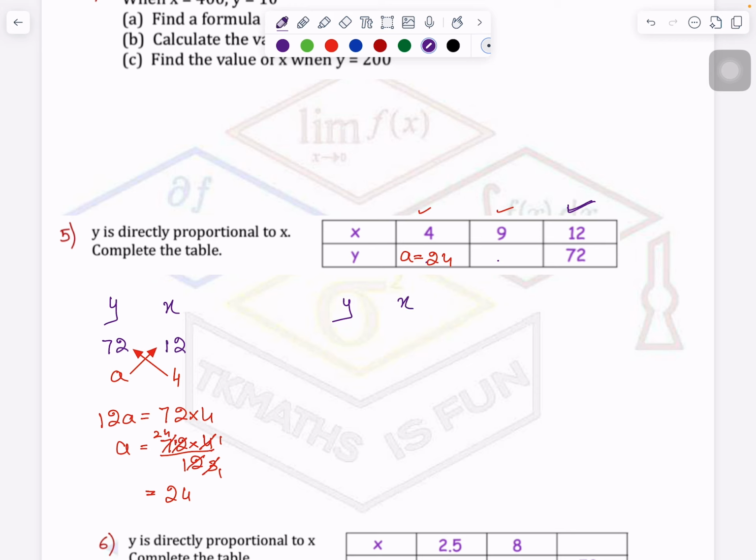Similarly, for this second part, you will again use the first part of the question, the same. y and x are given to you. This relation is given to you. And now x is 9 and you have to find out y. Now this time let me call it b. Your choice. Because again it is direct proportion, you will cross multiply. So it is 12b is equal to 72 times 9.